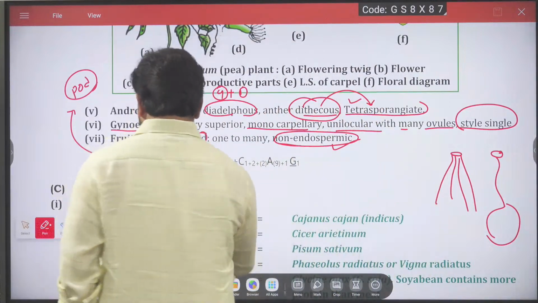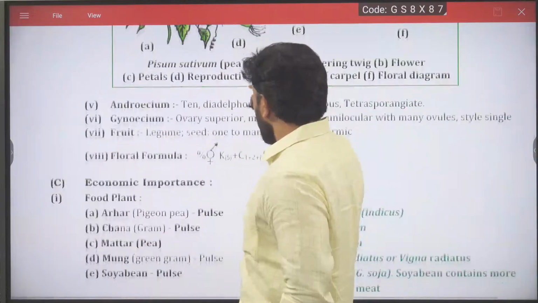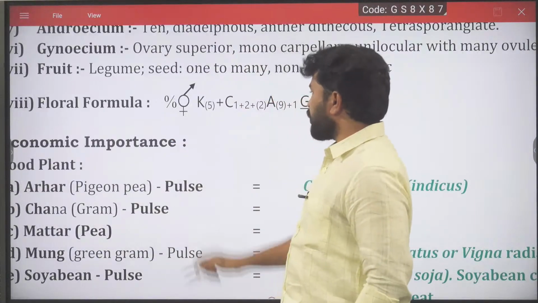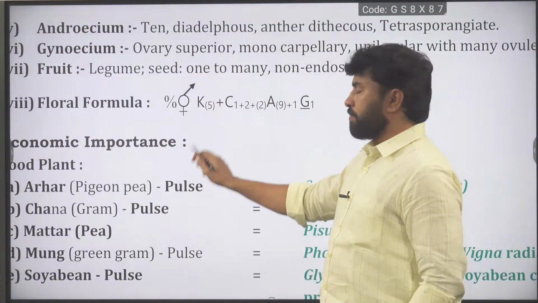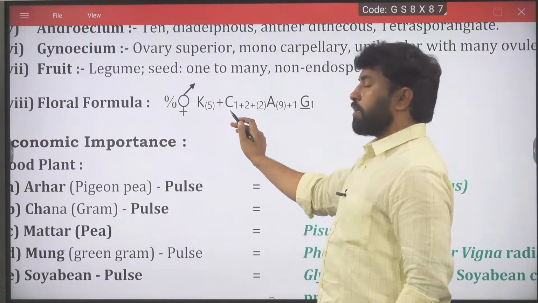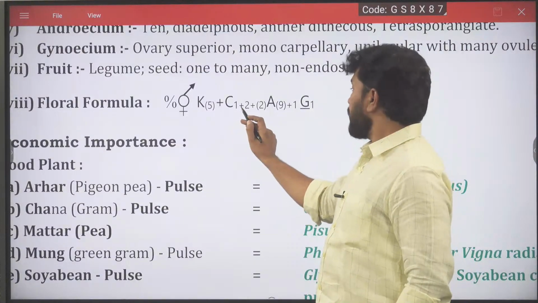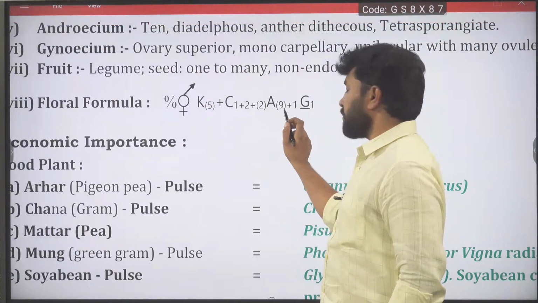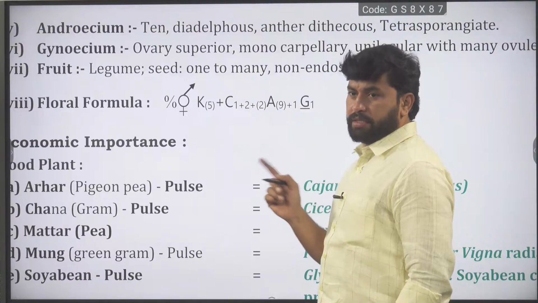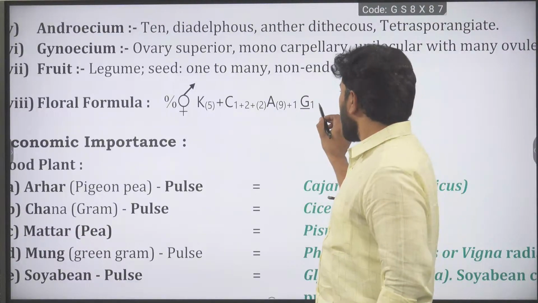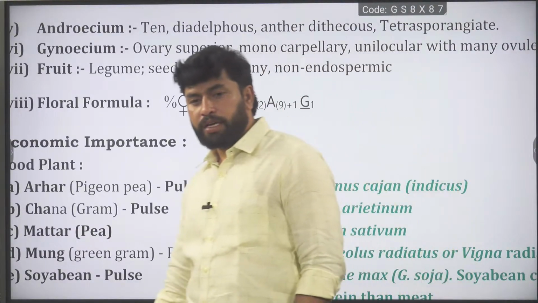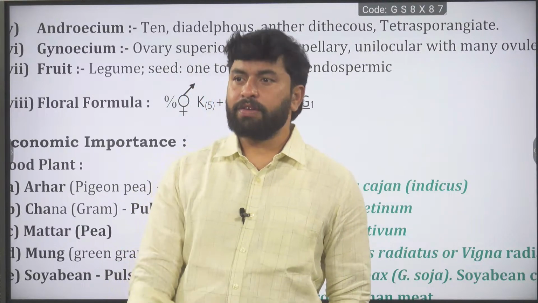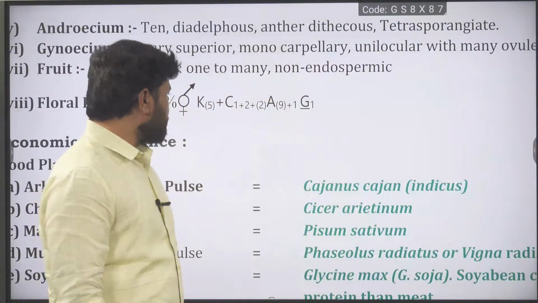Then, floral formula: simple, zygomorphic, bisexual, petals are 5, all are fused. Corolla: 1, 2, 2, last 2 are fused. Androecium, 9 plus 1, that is 9 fused, 1 is free. And gynoecium, that is monocarpellary, superior ovary. Flower is hypogynous flower, ovary is superior.